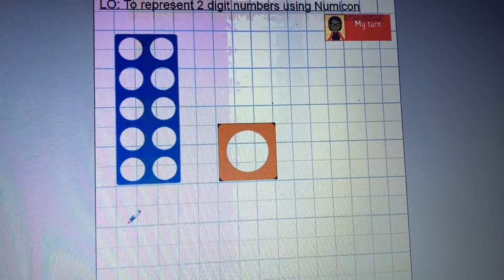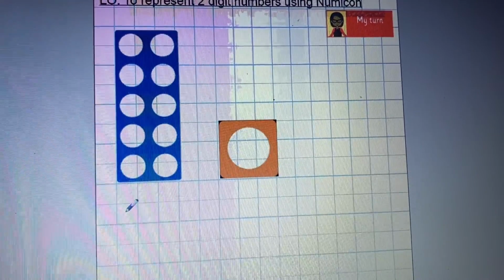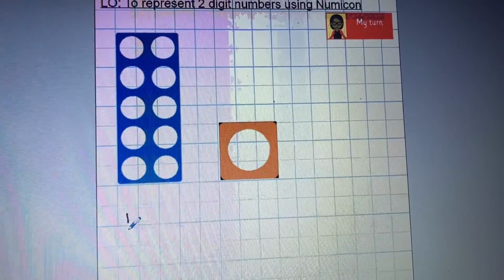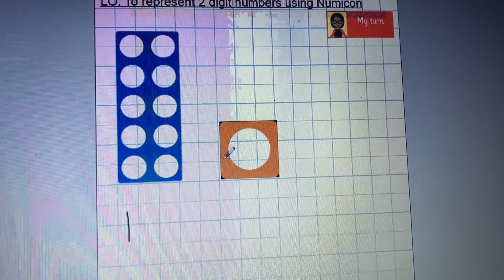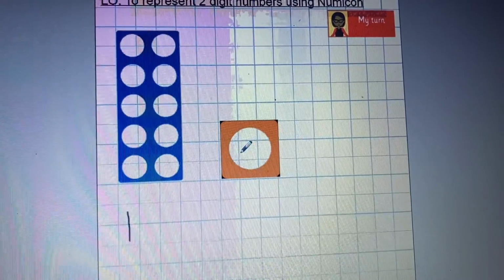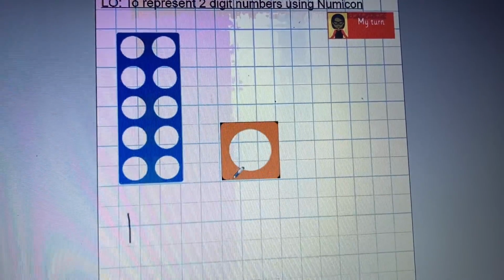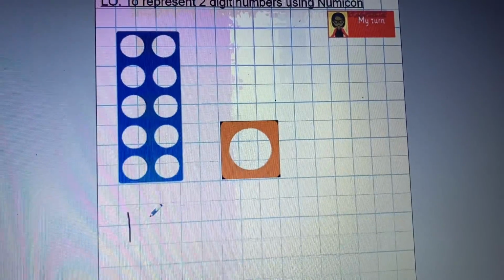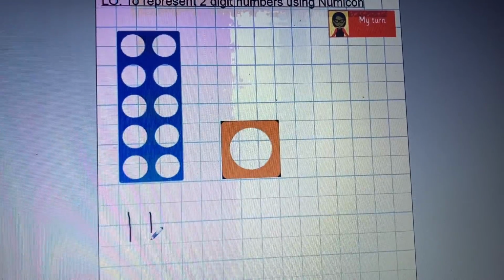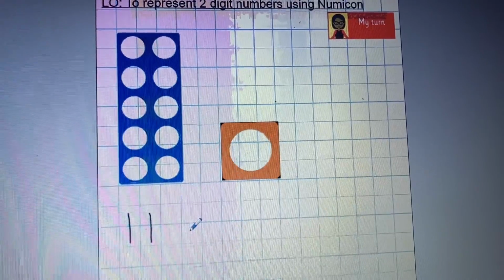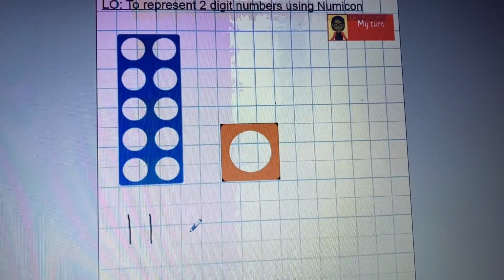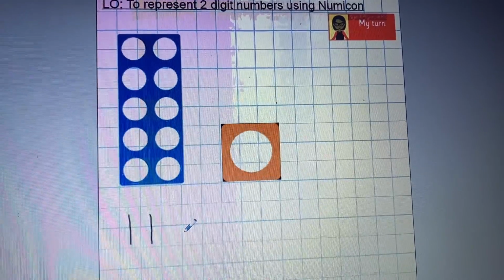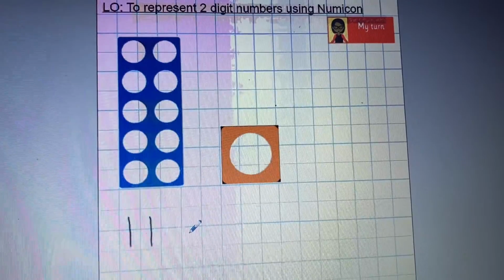1 ten. So the first digit in my number is represented by the tens. 1 ten. And the second digit is represented by the amount of ones. Well, I know here I've got 1 one. So again, what's that number? 11. Well done. But I'm not finished yet, am I?